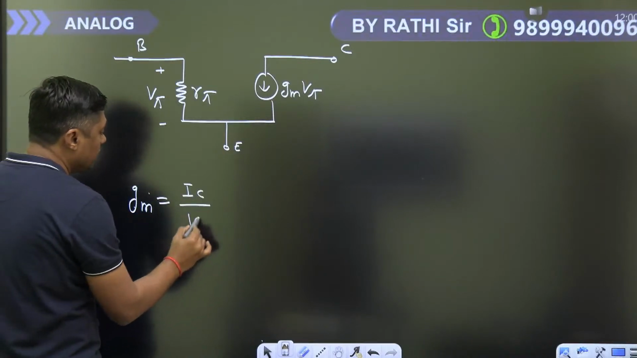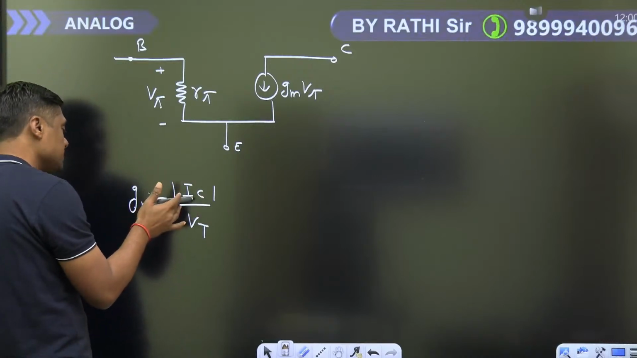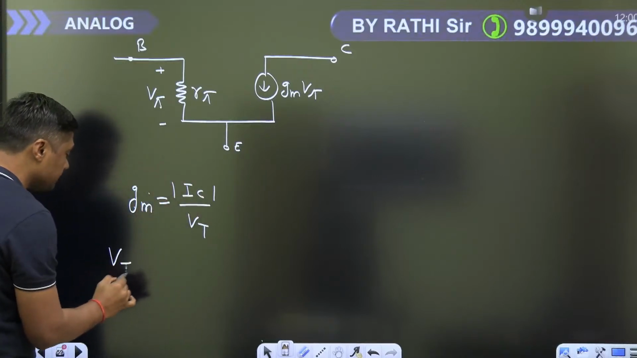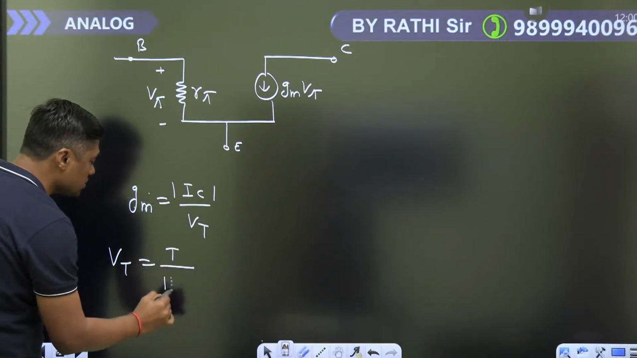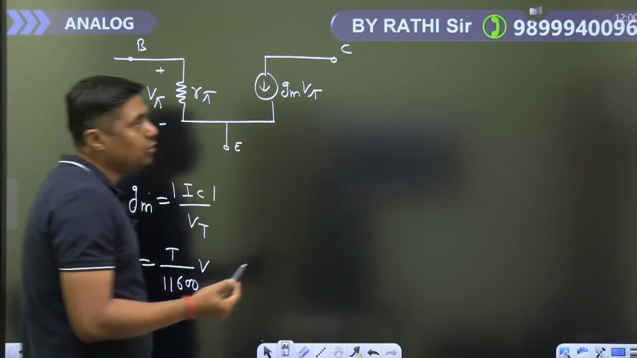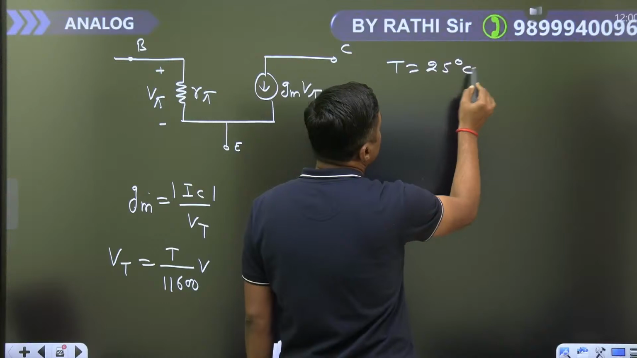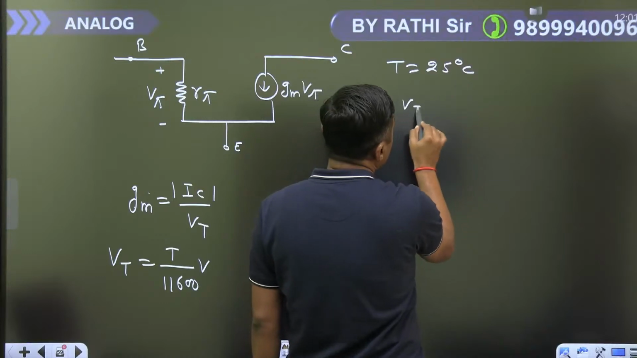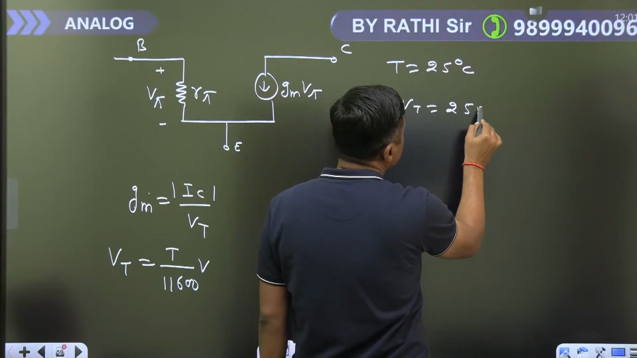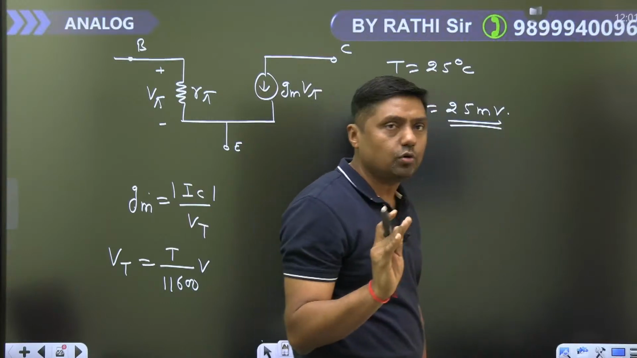GM is IC upon VT. From DC analysis, first of all find the IC, then the volt equivalent of temperature, T by 11,600 volt. And what is the value of the VT? At 25 degrees centigrade, VT is given by 25 millivolt. Otherwise, in a particular question, they will give you the value of VT.